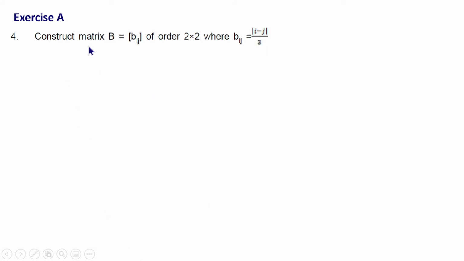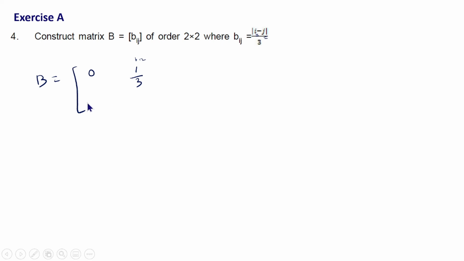Next question, construct matrix B equal to [bij] of order 2 by 2, where bij is equal to |i minus j| by 3. So here B11 will be, when we substitute i and j as 1, 0. Then B12: here we put i as 1 and j as 2. So 1 minus 2 is minus 1, mod minus 1 is 1. So this is 1 by 3.